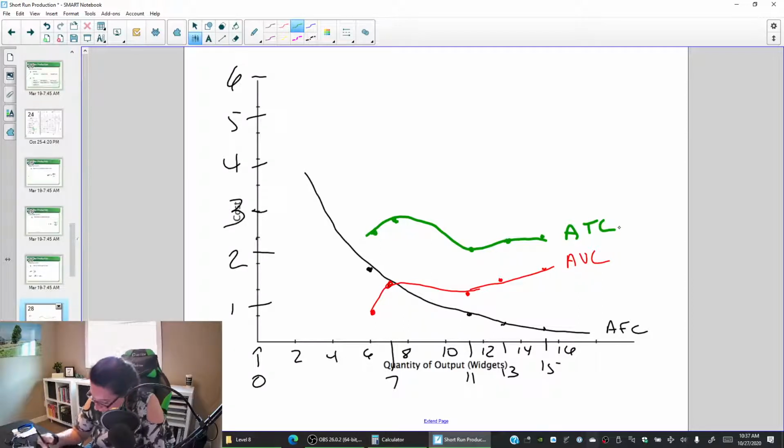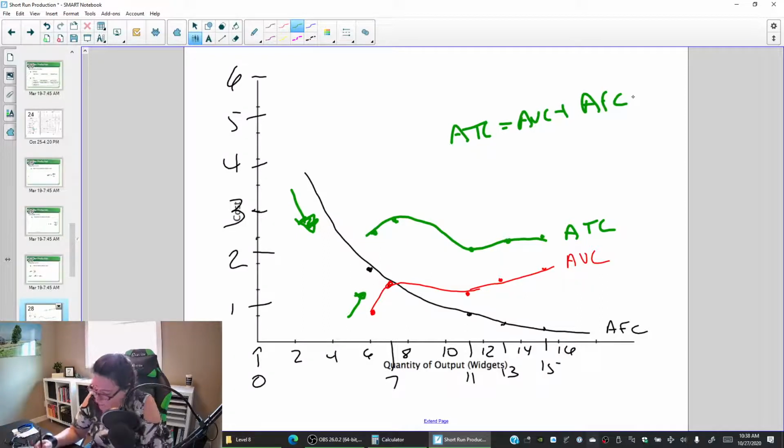So let's look at why our graphs have that shape. Notice at the lower numbers of widgets, average fixed cost is going down. In our example here, we have average variable costs going up. But remember, average total cost is average variable plus average fixed. So as the average fixed is falling, that would pull the average total cost down. But if we have average variable costs going up, that's why we're getting this uptick here. Then average fixed costs get smaller and smaller and smaller. So it's really being removed from the picture here.